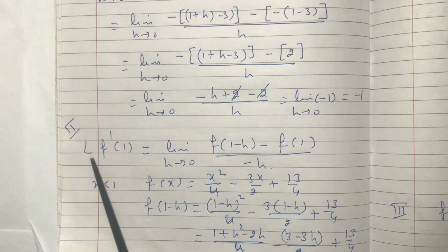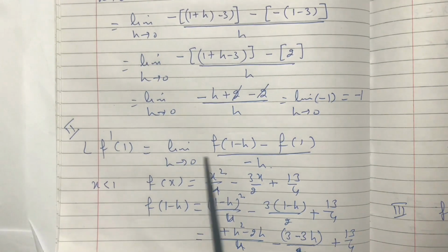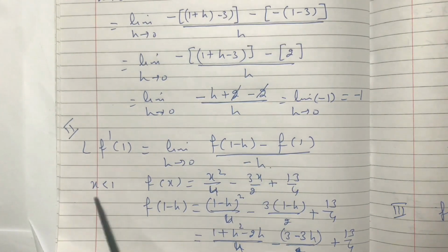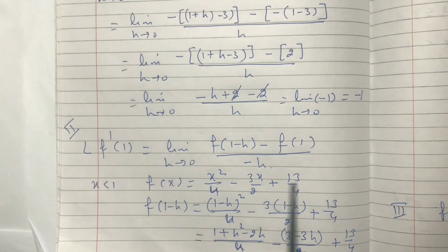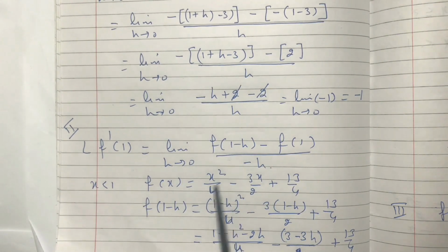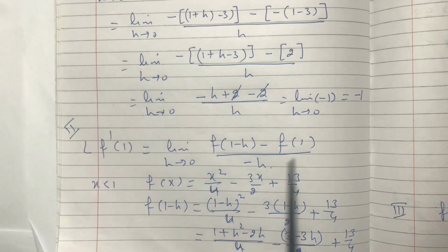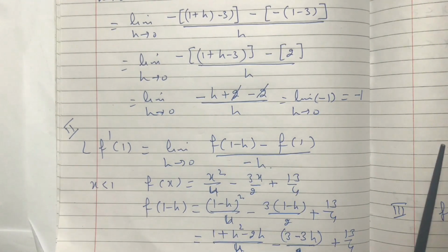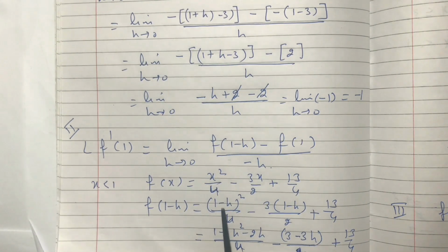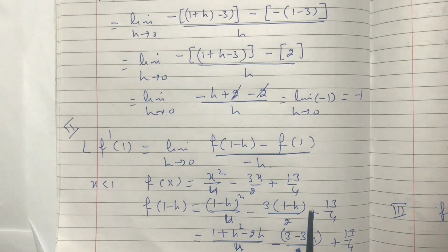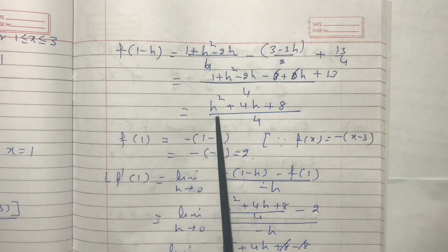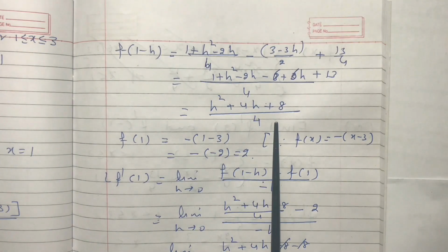Now I have taken left hand limit. F dash 1 is equal to limit h tends to 0 f1 minus h minus f1 upon minus h. Now for x less than 1, our function is fx is equal to x square by 4 minus 3x by 2 plus 13 by 4. First I found f1 minus h, then I found f1, and then I substituted. So first I found the value of f1 minus h, so instead of x I have written 1 minus h here. So you just simplified. So I have simplified it and I got this, h square plus 4h plus 8 upon 4.